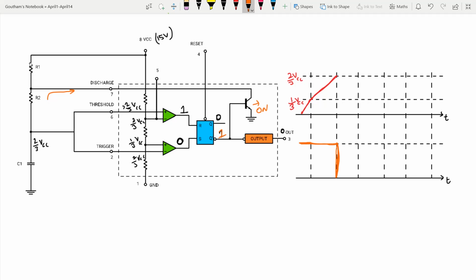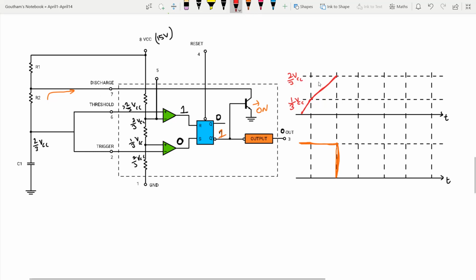So instead of going via R1 and VCC to ground, the current now takes the least resistance path through the transistor to ground. So now the capacitor starts discharging through this R2 via this transistor towards the ground. So this R1 and VCC do not come into picture anymore. Why is this transistor on? Because Q bar is 1 and this is connected to the base, so this transistor is on. So now the capacitor starts discharging through this R2, okay, right.